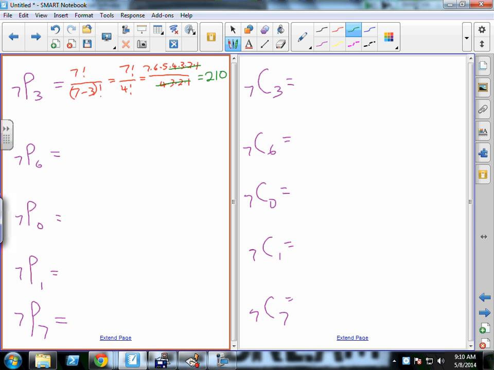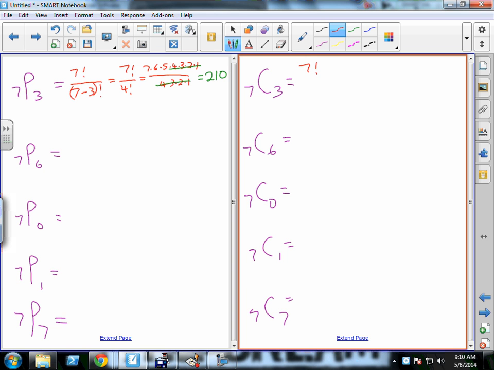So let's go to the combination one. The combination is going to be 7 factorial over 7 minus 3, the quantity factorial, times 3 factorial. So that's 7 factorial over 4 factorial, 3 factorial. That's 7 times 6 times 5 times 4 times 3 times 2 times 1 over 4 times 3 times 2 times 1 times 3 times 2 times 1. Whoa. Wow. This one's kind of tricky how things cancel. 3 times 2 times 1 cancels 3 times 2 times 1. The 4's cancel, so 4 cancels 4.